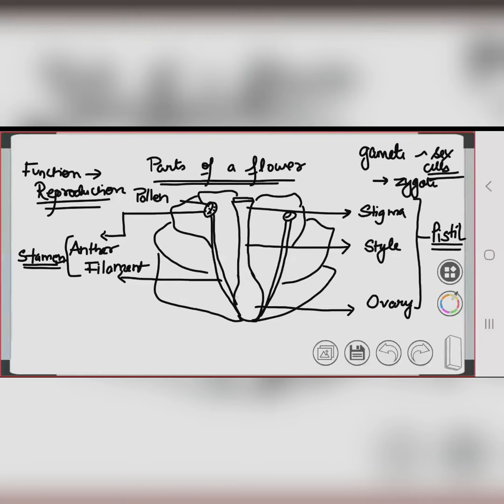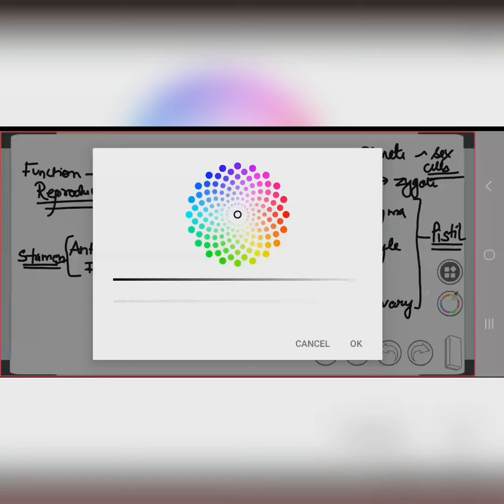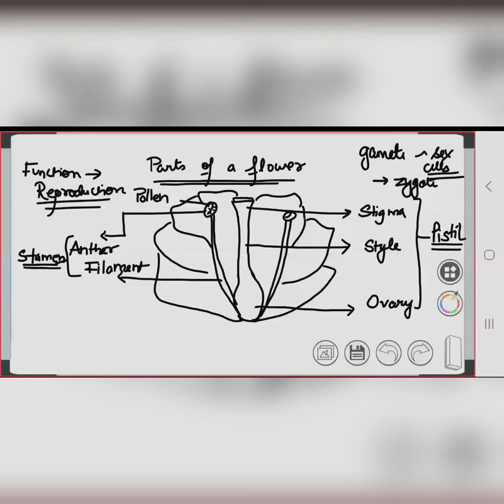Excuse me, ma'am, can it be that in one flower there is only a stigma and in another there is only a pistil? Yes, very much possible. Flowers basically are of two types: complete flowers and incomplete flowers. The complete flowers will contain both the male and the female part. In the same flower you will find the male part and the female part. That is called a complete flower. So rose is an example of a complete flower.